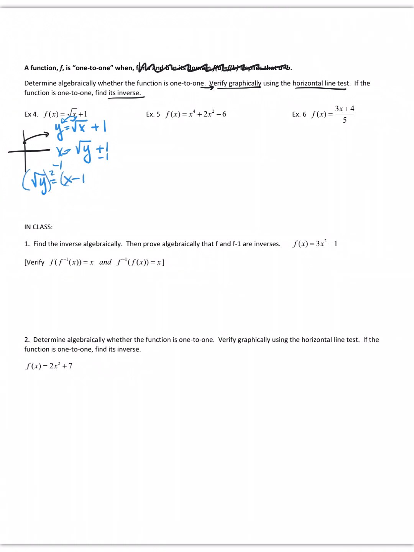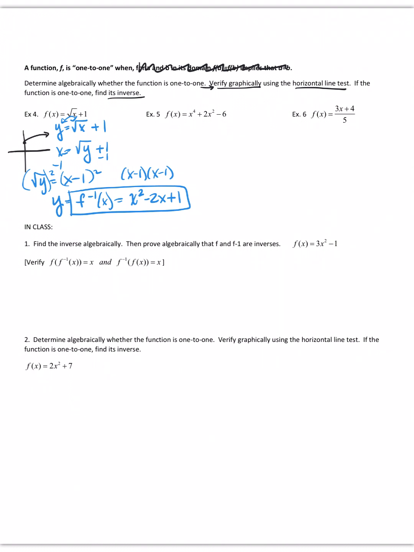Then it says to square both sides. So y equals, this is now going to be f inverse of x. x minus 1 squared means I got a FOIL. So I'll have x squared minus 2x plus 1. So this is my inverse function. All right?